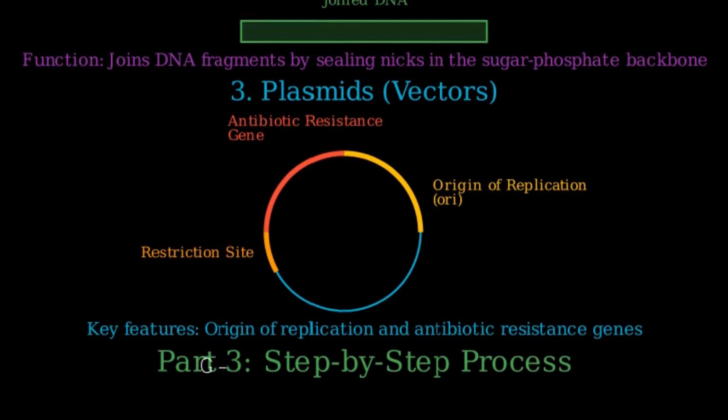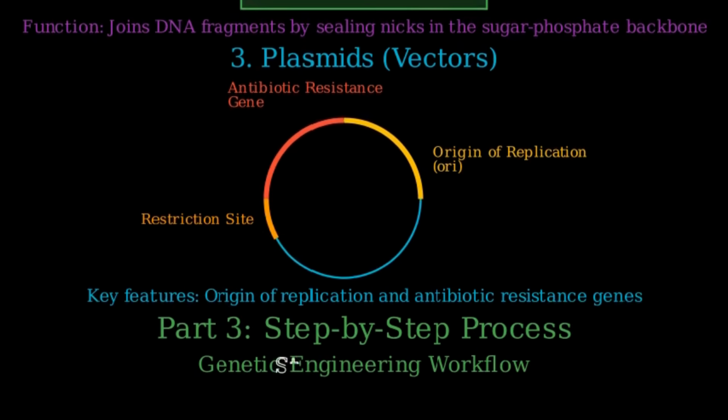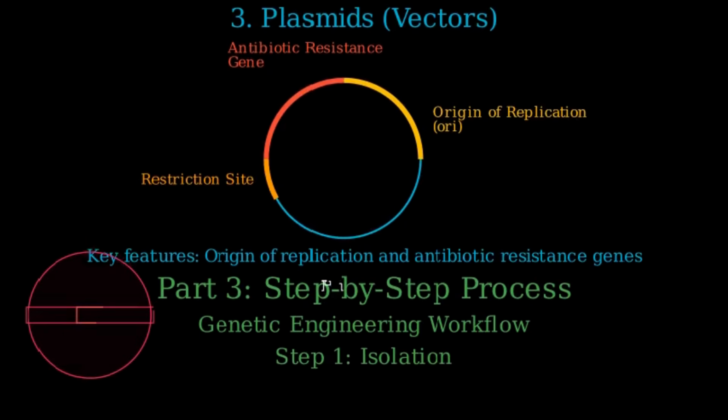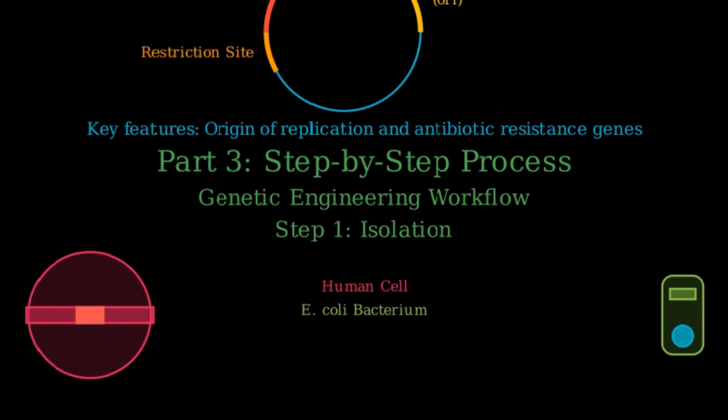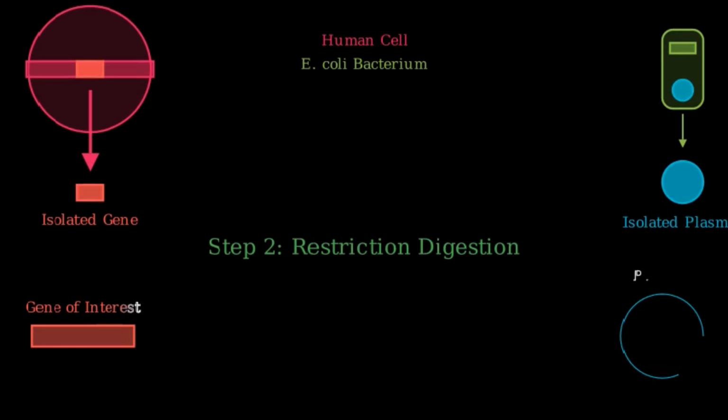Part 3. The step-by-step process of genetic engineering. Now, let's put it all together. Here is the complete workflow for creating a recombinant organism. Step 1. Isolation of the gene of interest and the vector. The gene of interest, for example, the human insulin gene, is isolated from human cells. The plasmid vector is isolated from bacteria, such as E. coli.